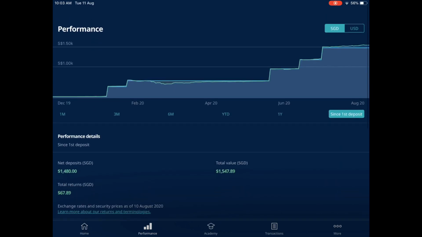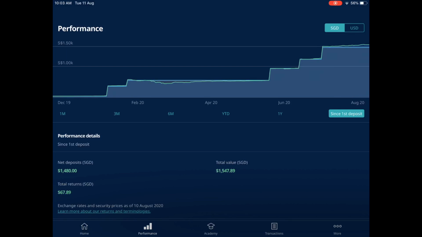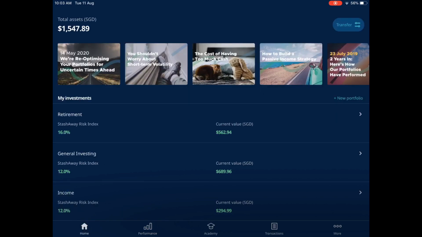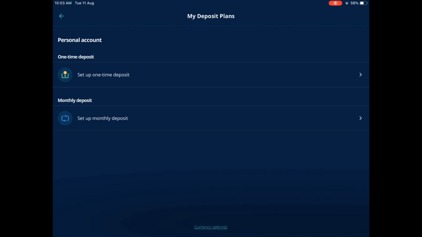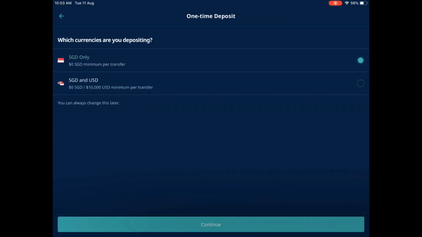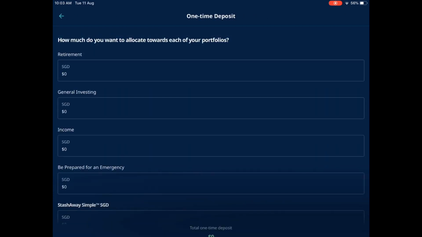So far I think it's quite good, because I don't need to monitor this frequently, and I can easily top up money. I haven't tried withdrawing money yet, so I'm not sure what the process is. But topping up is very simple. You just go to transfer, then set the amount that you want. You can do monthly, or one time. For one time, you set the amount that you want to put in each of your portfolios. Then it brings you to the page where they give you the process on how to deposit the money. So it's very straightforward.